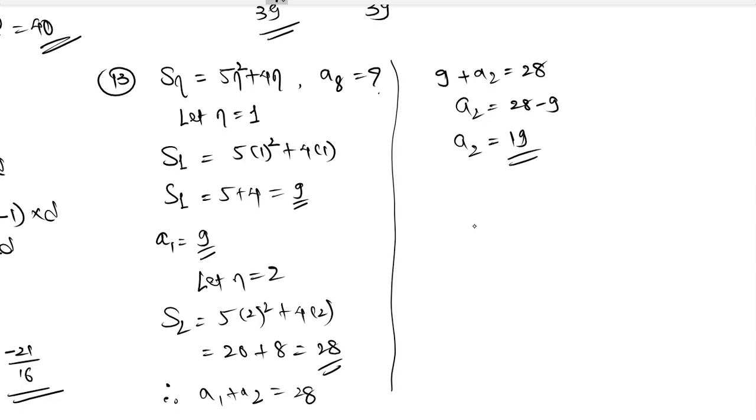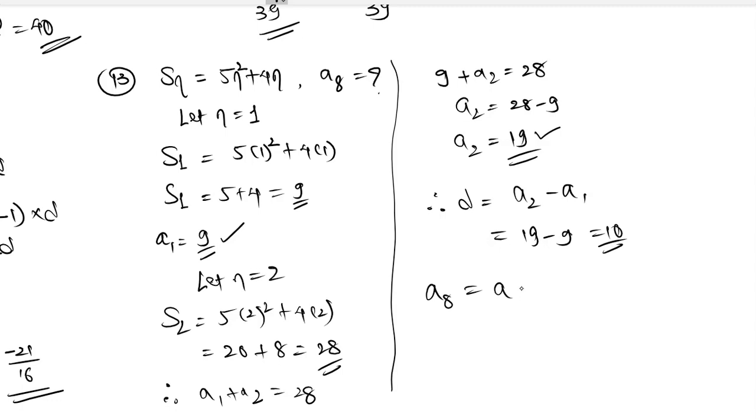The second term is 19. We found the first term and we found the second term. We can find the common difference. Therefore, common difference is equal to A2 minus A1, that is 19 minus 9, which is 10.